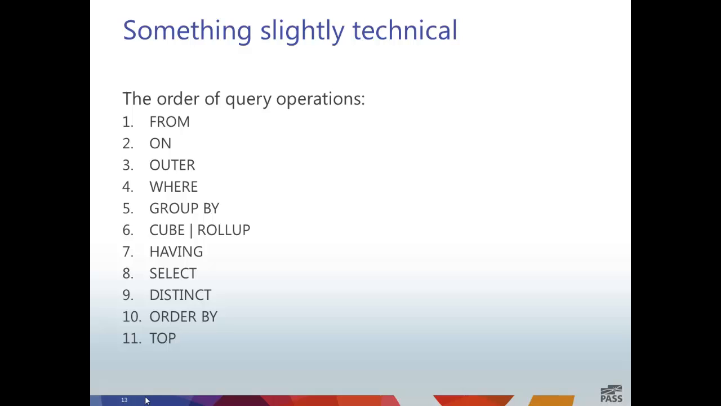So something slightly technical for people to get their teeth into if you're into that kind of thing. This is the order of query operations that the SQL Server optimizer will perform when trying to optimize a query. We'll start with the from clause. We'll then check to see what's in the on clause and the outer clause of our joins. We'll then go through the where clause, group by, roll up, having, select, distinct, order by, and top.